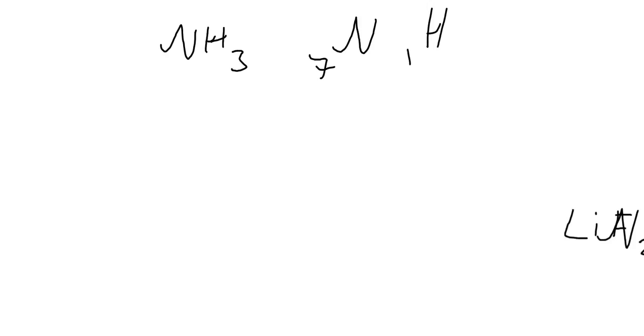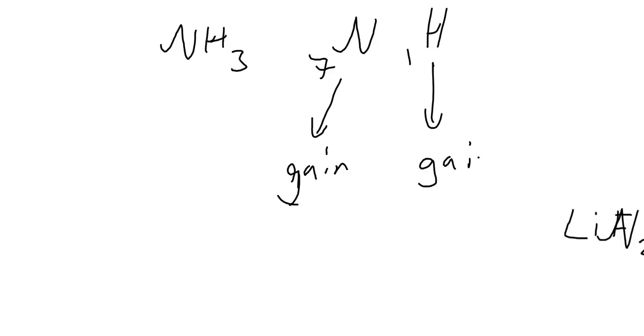Let's go with NH3. So we look up the atomic numbers. N is 7, H is 1. N we already said had to gain 3 just now, and H only has 1 in the outer shell, so that could either gain that 1 or lose that 1. When it's the same number either way, we said it resorts usually to gain, so it's going to gain as well. So when both of them gain, it's covalent.